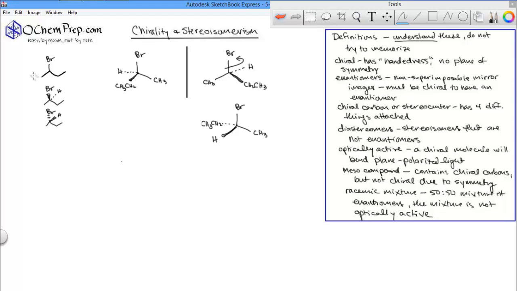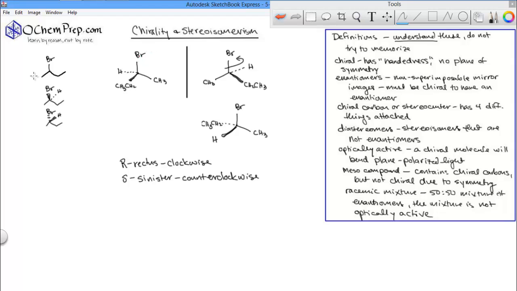We call it R for rectus, which stands for clockwise, and S, which is sinister, which stands for counterclockwise. So now, how are we going to get a clockwise and a counterclockwise rotation around these 2 molecules? We're going to use rules very similar to what we used for Entgegen and Zusammen, the Cahn-Ingold-Prelog rules, where we rank the substituents from the first point of difference according to their atomic number.